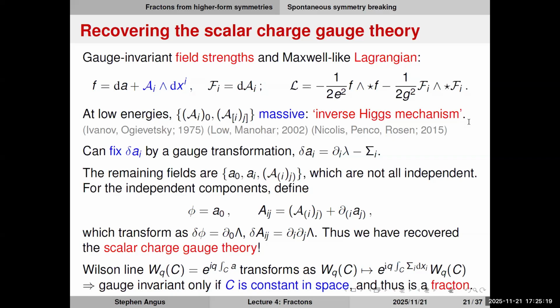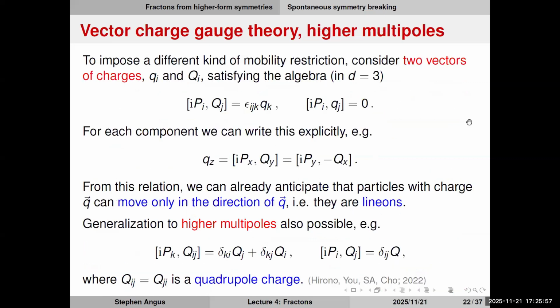And in this case, the Wilson line has a gauge transformation like this, where this is the sum over every spatial direction. So this is only gauge invariant if there's no extent of this curve in any spatial direction. So this curve is constant in space, and thus the corresponding particle is a fracton. Okay, are there any questions about this part? Okay, maybe I will move on.